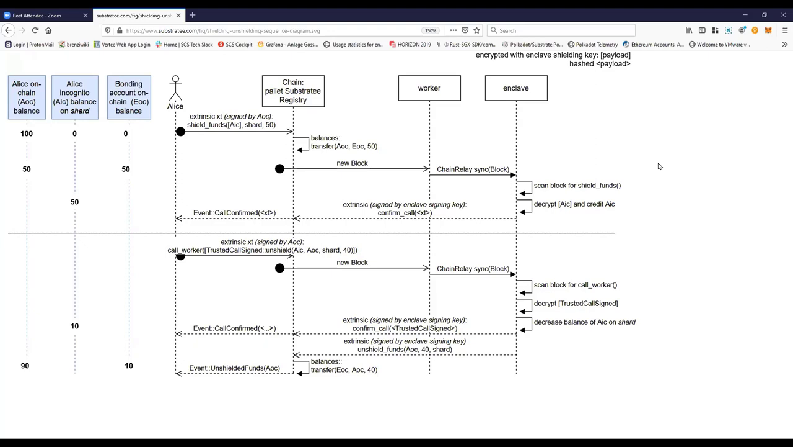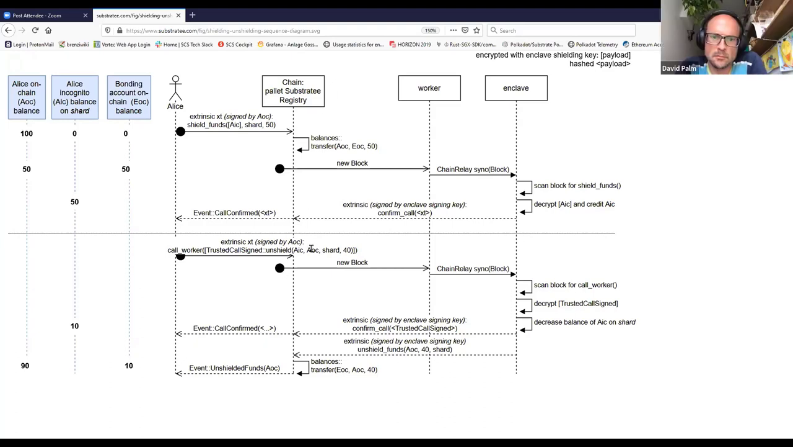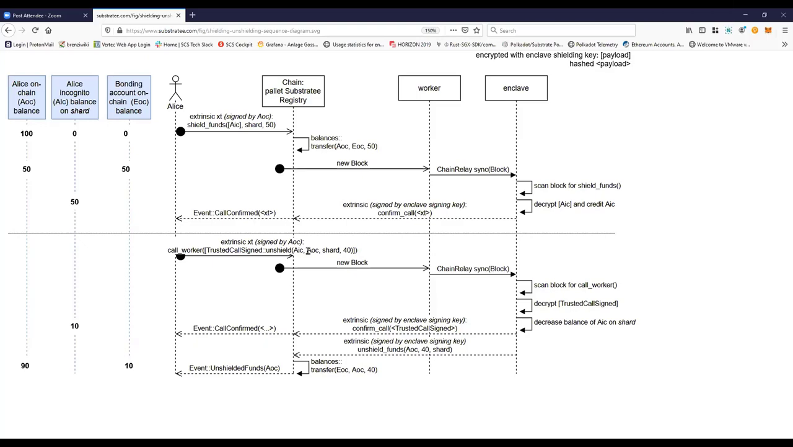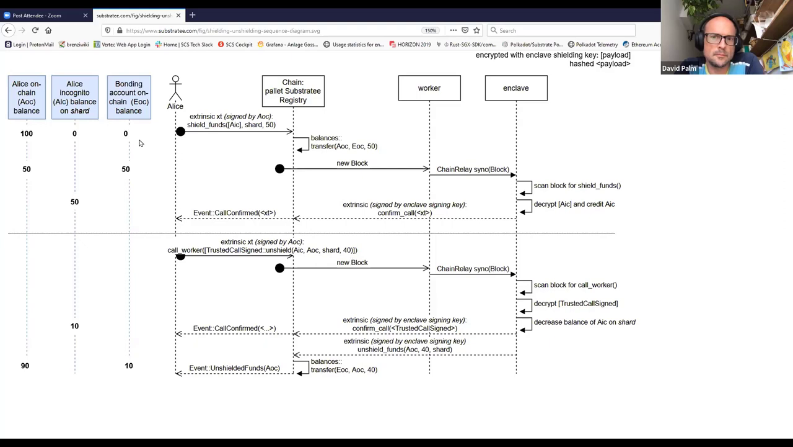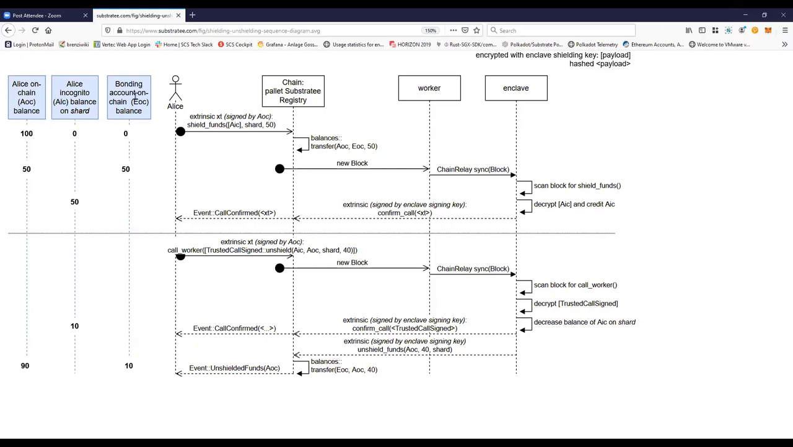And the bonding account, it doesn't have to be to AOC, it can be to anyone on the public. It can be to anyone. AOC is a parameter of that trusted call, so you can name whatever account. It's just one little detail which is interesting. The bonding account doesn't have a private key.